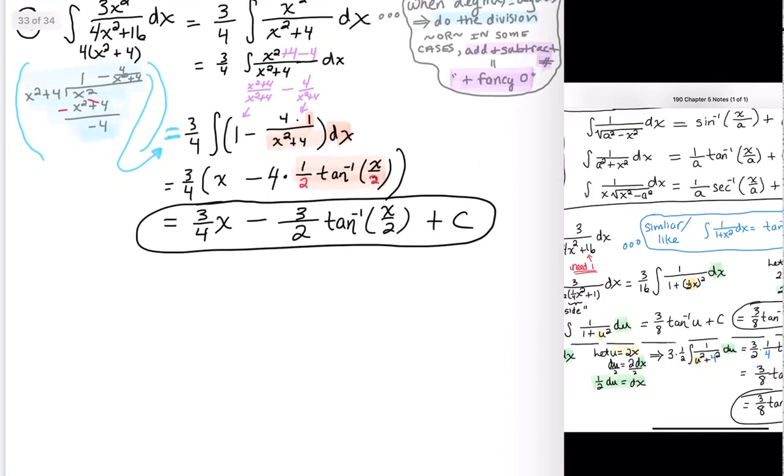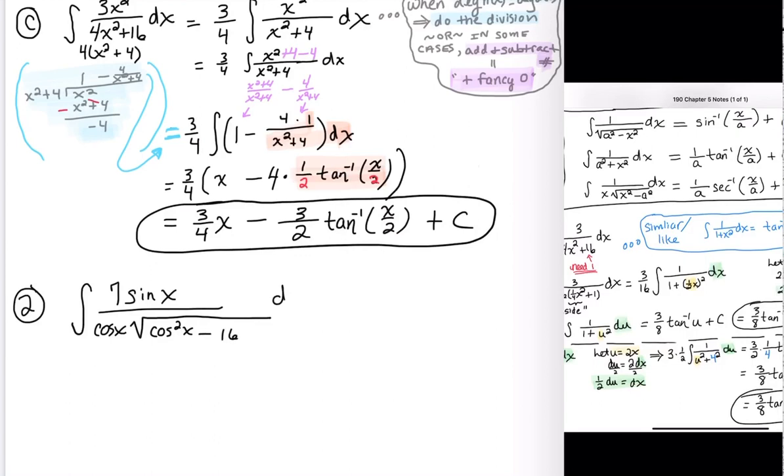There are so many other things that can come up with our integration here. So number 2, let's take a look at this one. I want to drive home a point I was saying earlier. Suppose we have the integral of 7 sine x over cosine of x times the square root of cosine squared x minus 16 dx. The first thing, of course, is to always think of that cosine squared as really being the cosine of x quantity squared. So make sure you're aware of that.